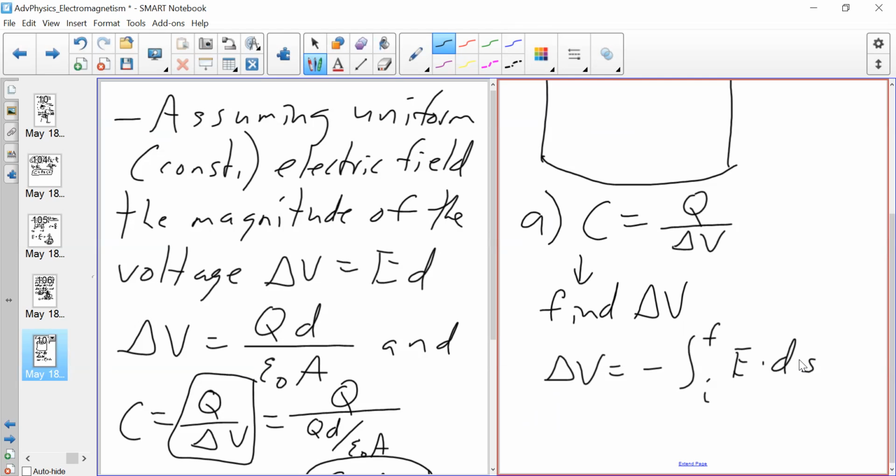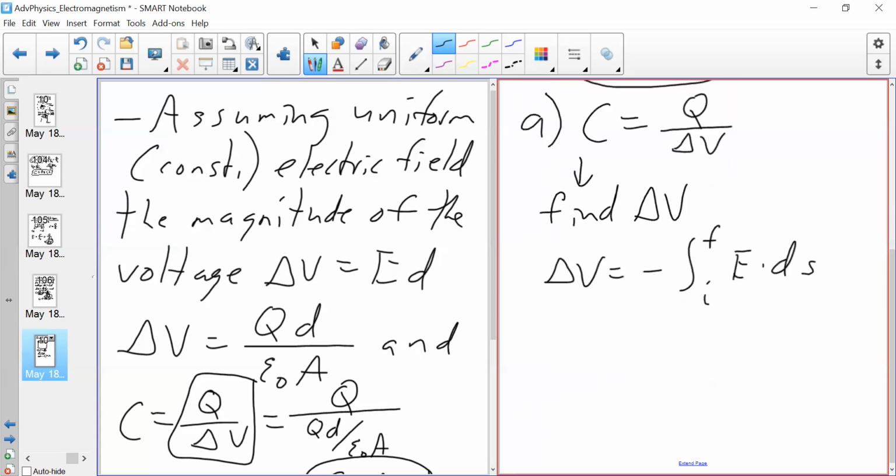So the first thing that we do at this point is, let's see, we know that by Gauss's law, we have the electric flux, which is electric field times area, is equal to Q over epsilon naught.